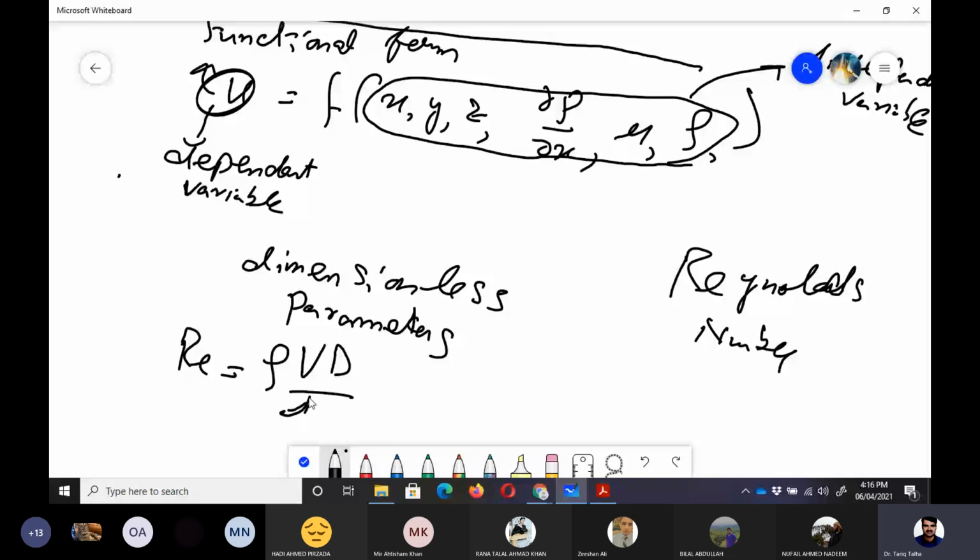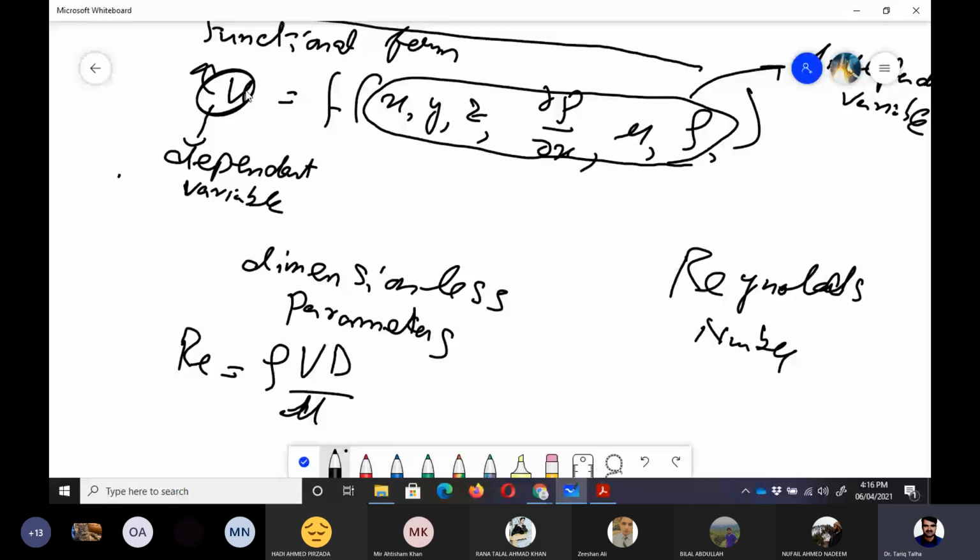So this is basically the ratio of inertial forces to the viscous force. So in this case, we have got dimensionless parameters. We want to introduce dimensionless parameters here on the dependent variable side and the independent variable side.